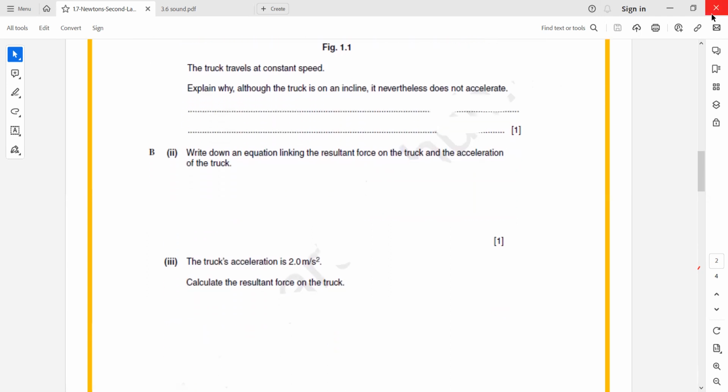Write down an equation linking the resultant force on the truck and the acceleration of the truck. You know that is F is equal to ma, Newton's second law. You have to use this equation.